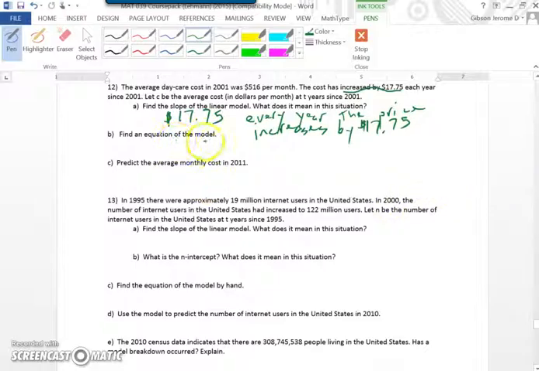Okay, now B, find an equation of the model. Now, we already have our slope. Our y-intercept is our starting point, which would be $516. So this is what we will have. We will have y is equal to our slope is $17.75 t. Actually, I should have written, instead of y, I should have used c. So change your y to a c. So it'll be c is equal to $17.75 times t plus the $516. And that is your equation.